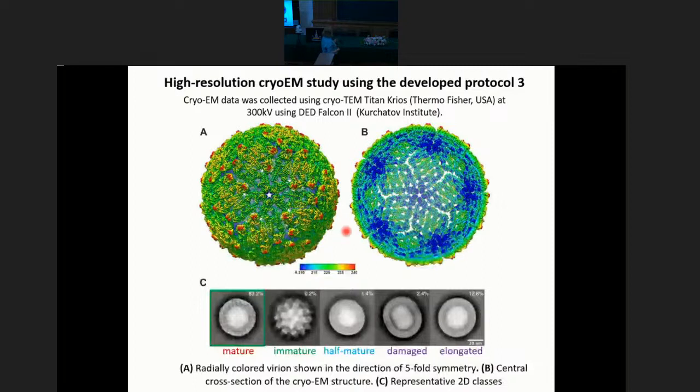And we can look at 2D classes. The first class is mature particles, and you can see we have more than 80% of this type of particle. We have a bit of immature particles. We have more than 10% of elongated particles with broken symmetry. We have a bit of damaged particles and half-mature particles. So the 2D class corresponding to mature particles was used for 3D classification.